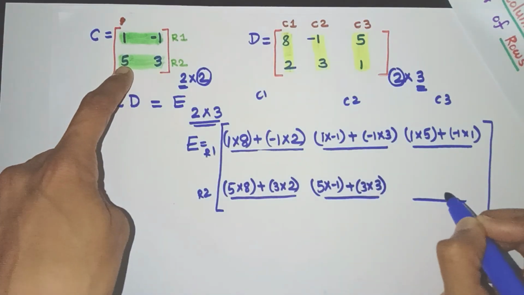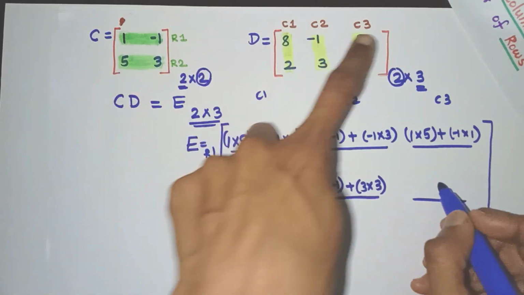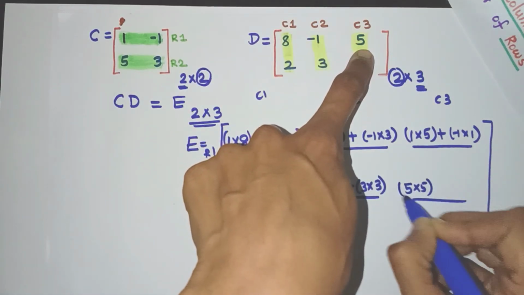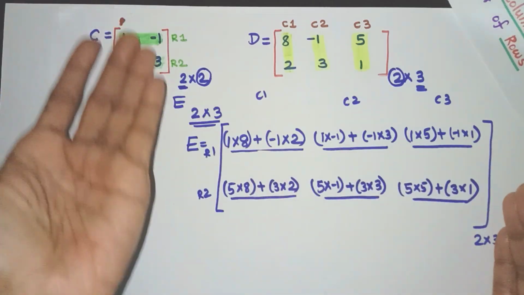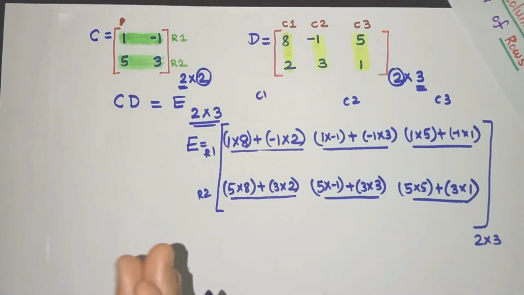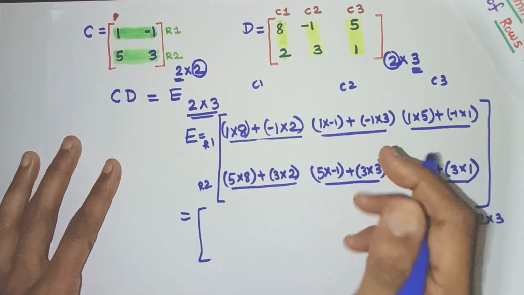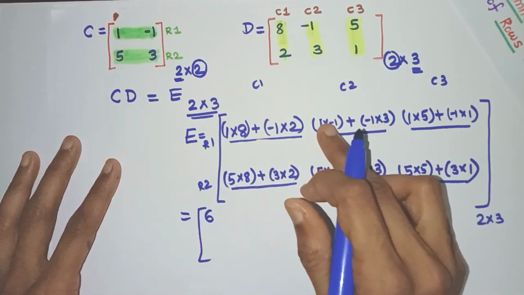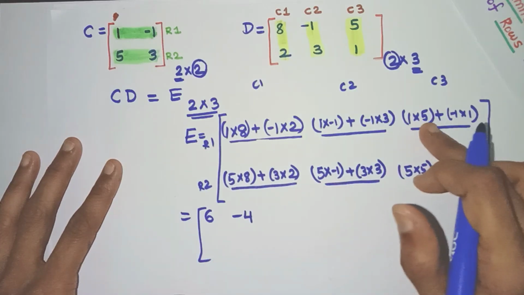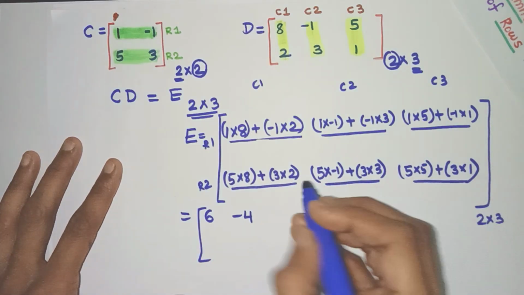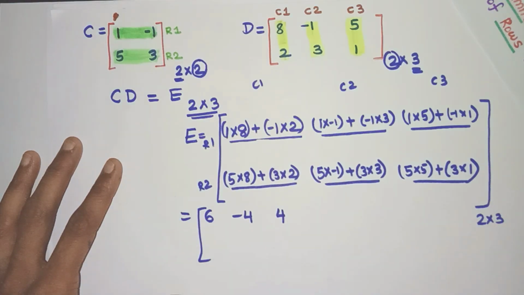That's it. Now let's come to the second row, third column element over here. It will be 5 into 5 plus 3 into 1. That's it. There are no more rows here, no more columns to be covered. That's it. Now let's just simplify. So this is 8 minus 2, which is 6, minus 1 minus 3, which is minus 4, 1 into 5, which is 5, 5 minus 1, which is 4. So that's it. The first row elements are ready for us.